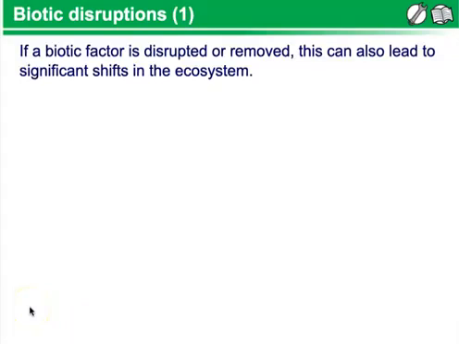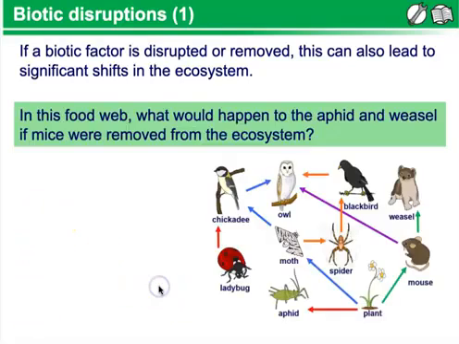Biotic disruptions. If a biotic factor is disrupted or removed, it can also lead to significant shifts in ecosystems. In this food web, what do you think would happen to the aphid and weasel population if mice were removed from that ecosystem? So here are our mice. The weasel is depending upon them for food. If they're removed, the weasel may not have enough food source. Notice there's not really anything else in this food web that weasel is consuming. The weasel may have to migrate out of the environment in order to find food.